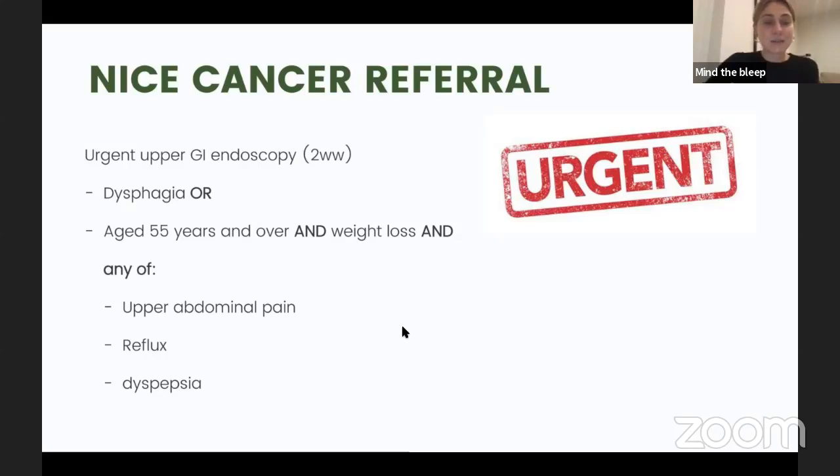So the Institute of Care Excellence in the UK suggests that an upper GI endoscopy on a 2-week wait pathway should be requested for a patient who presents with dysphagia, so this new difficulty swallowing, or in a patient who's aged 55 or over and does have weight loss, and does have any of the following. So there have to be 3 components. So it's either just dysphagia, or the patient is age 55 or over, has weight loss, and has any of the following: upper abdominal pain, reflux, or dyspepsia.